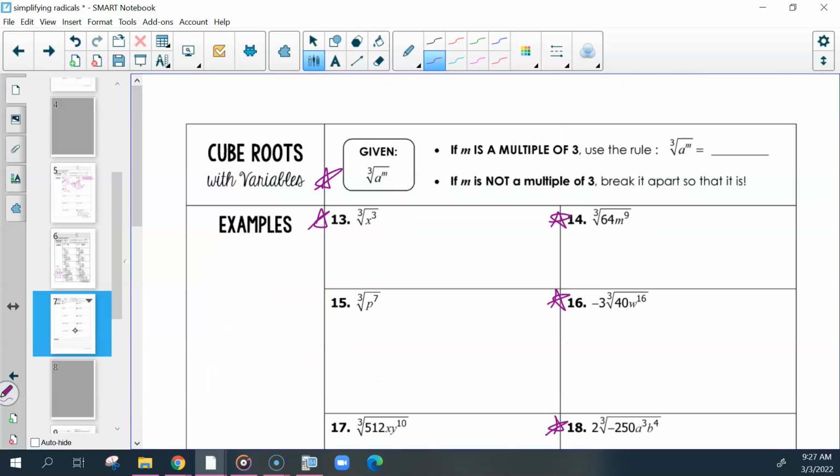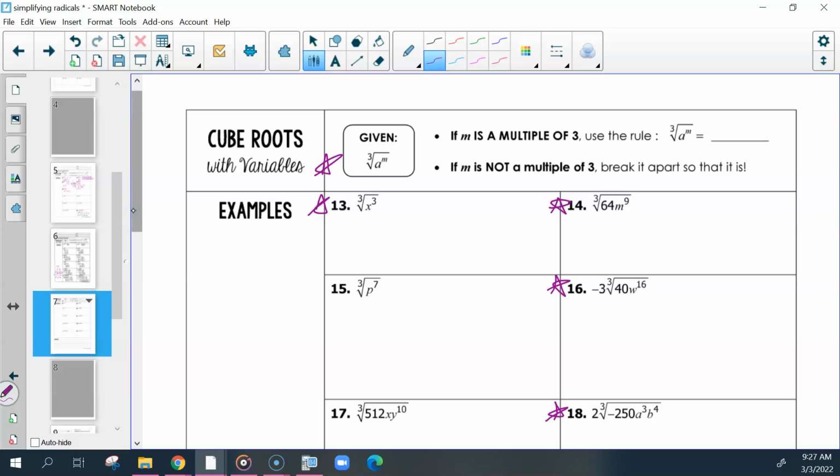On the next page. So, same thing, but now it's cube roots.